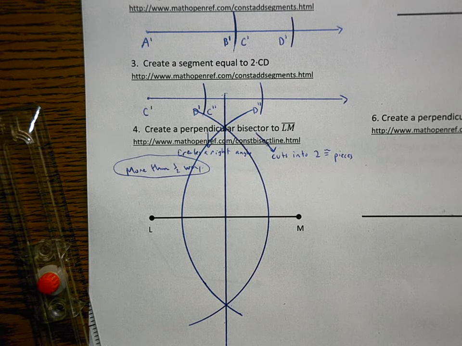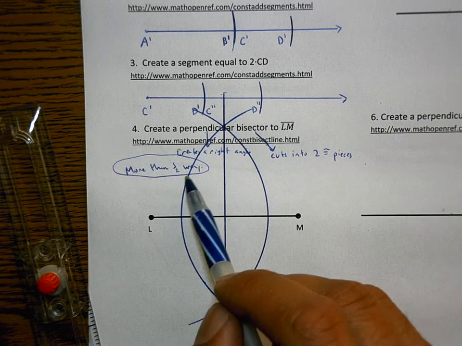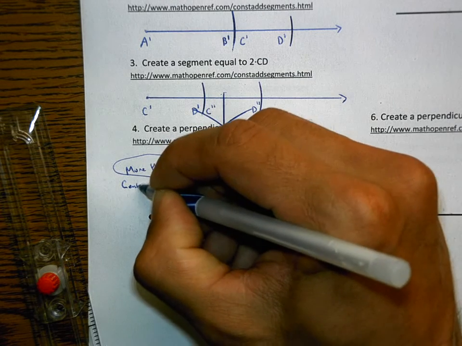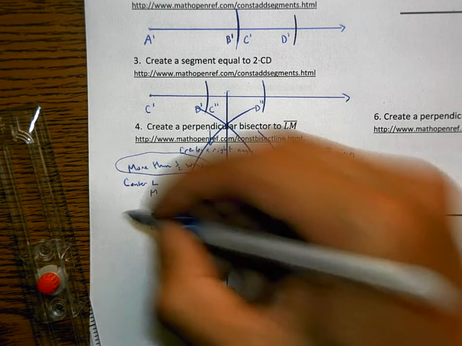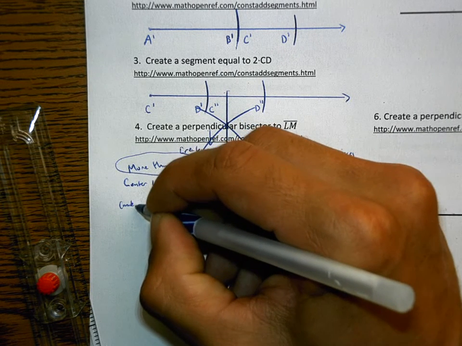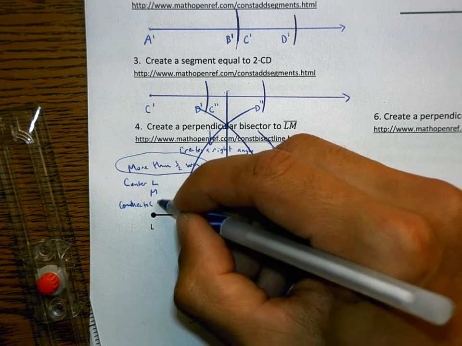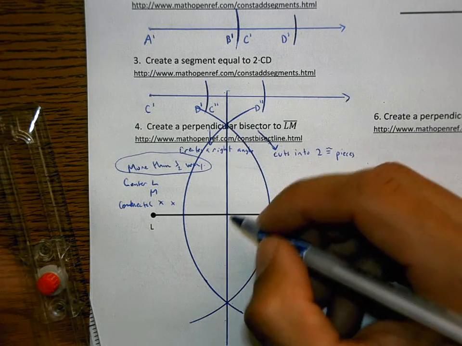Draw a line through the 2 intersections. And if you want to know how we did this, we went more than halfway on our slider. We did a center at L, and then we did a center at M, and then we connected the two X's.